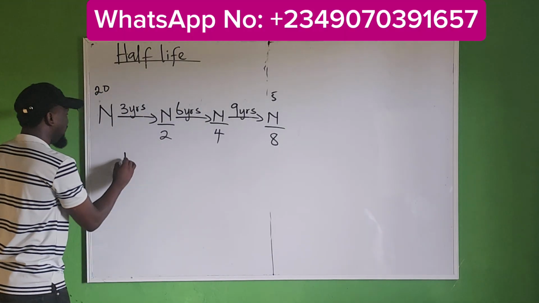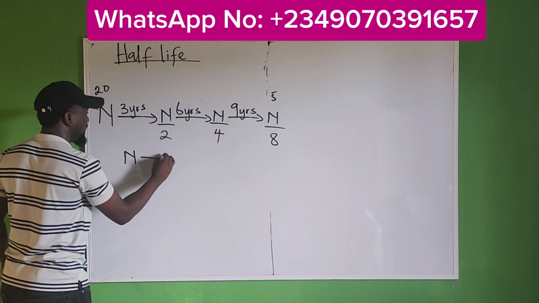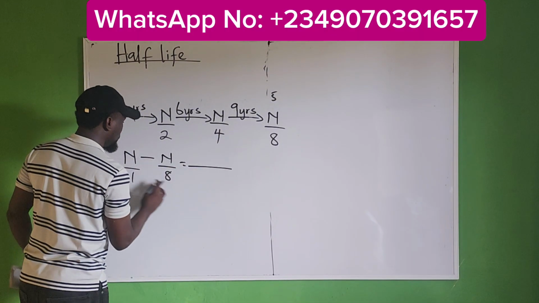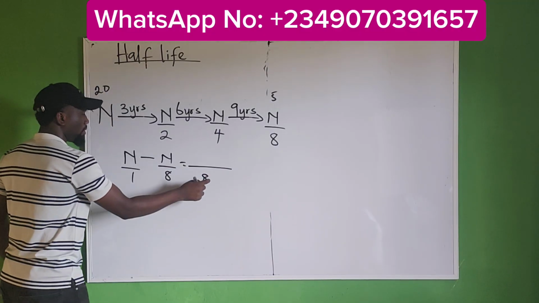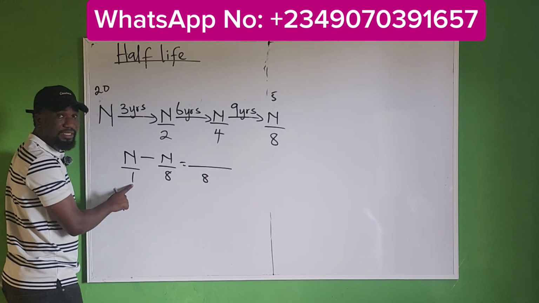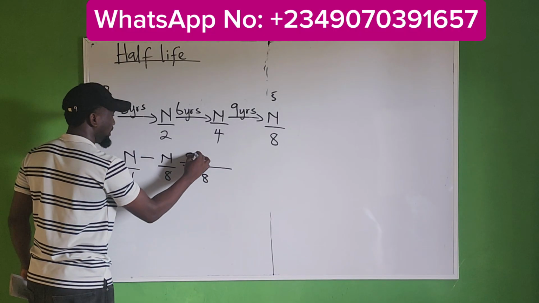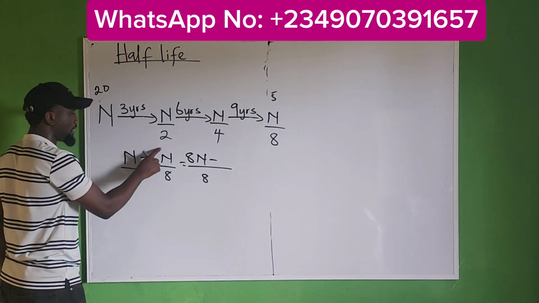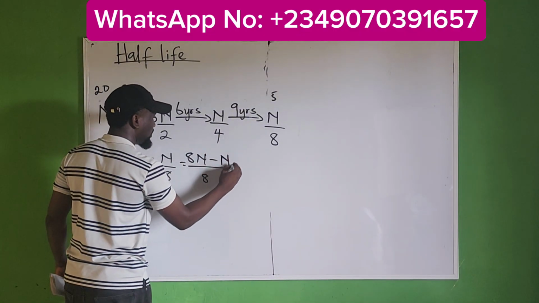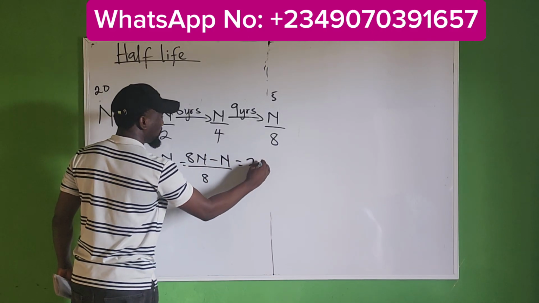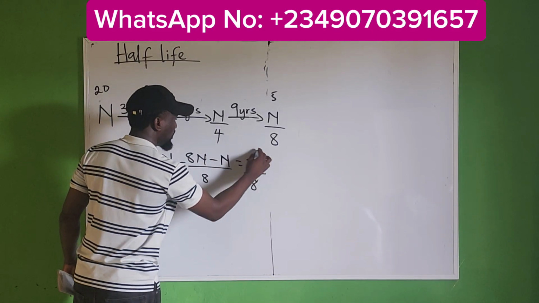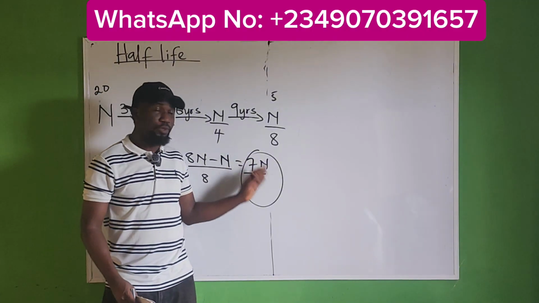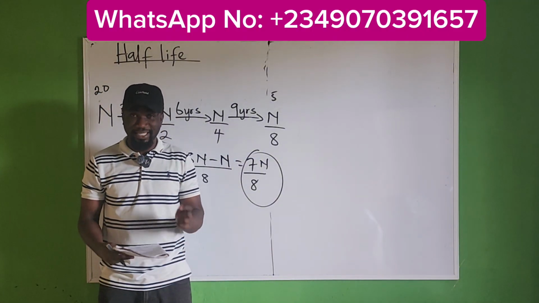So this is N minus what? N over 8. If you find the LCM, here it's 8. 8 divided by 1 is 8. 8 times N minus 8 divided by 8 is what? It is 1. 1 times N is 1N, which is N. So this will give us what? 7N over 8. So this is the answer. So the answer there is what? 7 over 8N. Is that taken?